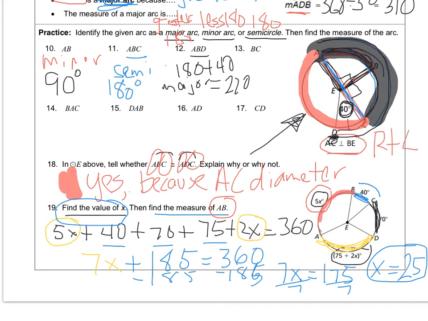Remember, AB is this thick red arc that I'm doing right here. Well, isn't it that 5x? We just found what x is, so how can I find what AB is? That's right, I'm going to go 5x, and for x I'm going to put in 25, and so what is 5 times 25? It's 125. So arc AB equals 125 degrees.